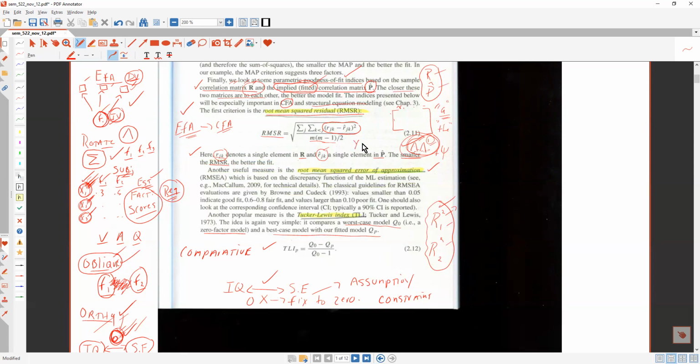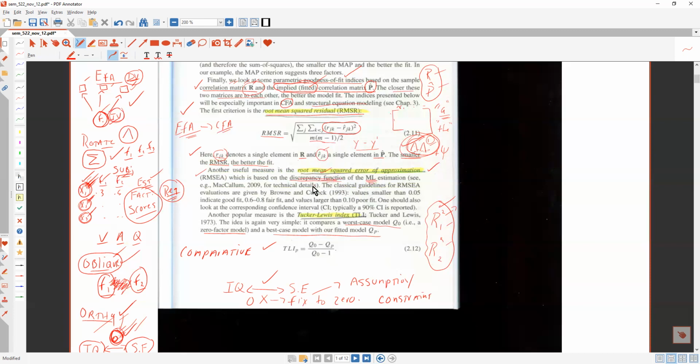And that might even look a little bit similar to the idea of a regression, where you're taking an observed minus the predicted value. And we'd like that to be small, the better the fit. The discrepancy between these two, we'd like it to be small. And this RMSEA is an example based on these types of what are called discrepancy functions of the maximum likelihood estimation. And there's a whole host of discrepancy functions.